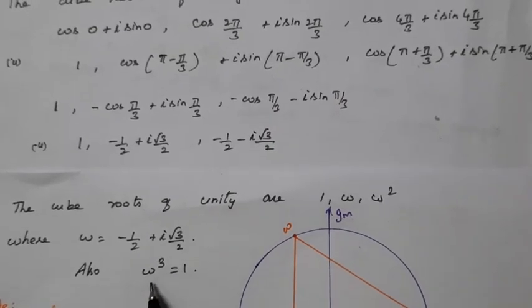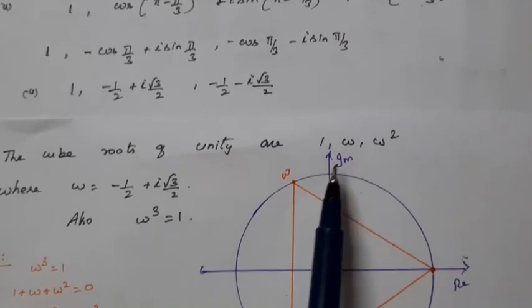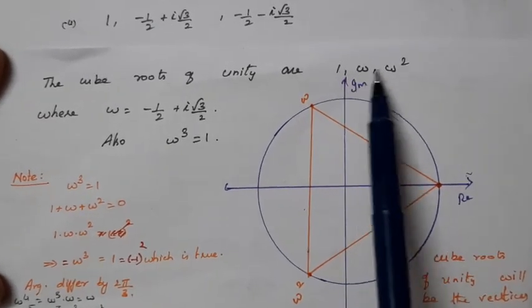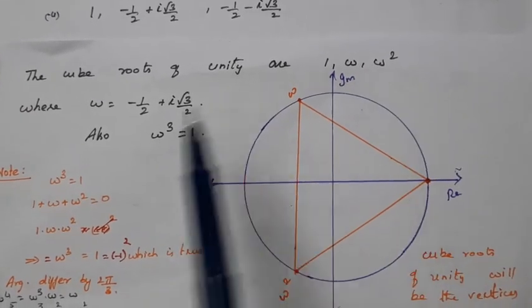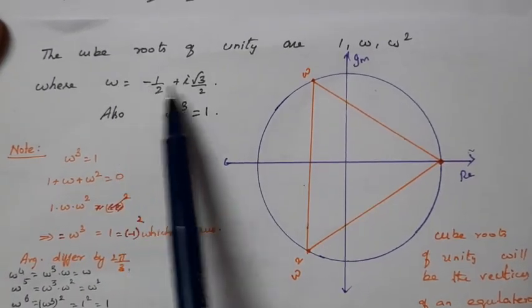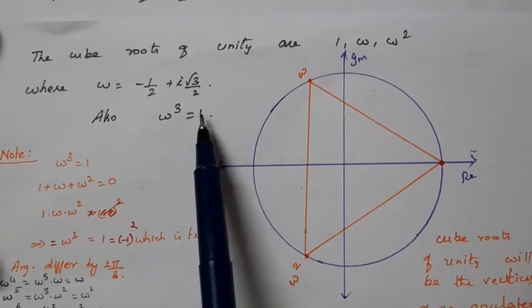Then what happened to omega cube? Omega cube will be the repeated value. After 3 values, if we substitute again, it will be equal to 1, omega, omega square. The same ones get repeated. So omega cube is also equal to 1. Even if you take the cube of that, you will get omega cube equal to 1.